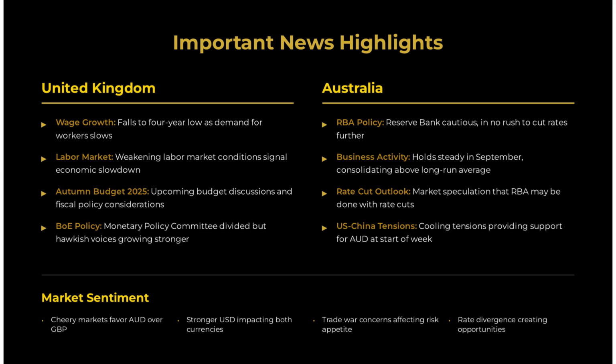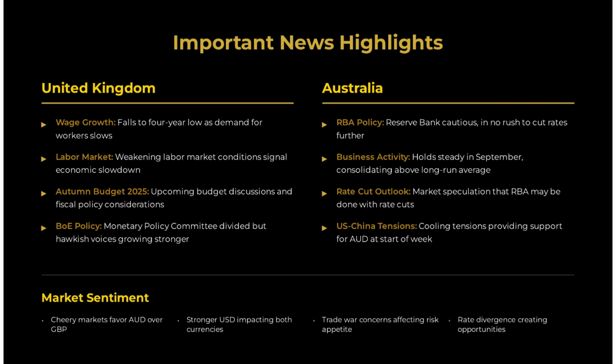In the United Kingdom, wage growth has fallen to a 4-year low as demand for workers slows, signaling weakening labor market conditions. The upcoming autumn budget 2025 is drawing significant attention for fiscal policy direction, while the Bank of England's Monetary Policy Committee shows a hawkish tilt despite internal divisions. On the Australian side, the Reserve Bank is maintaining a cautious stance with no urgency to cut interest rates further. Business activity held steady in September, consolidating just above long-run average levels, indicating economic resilience.